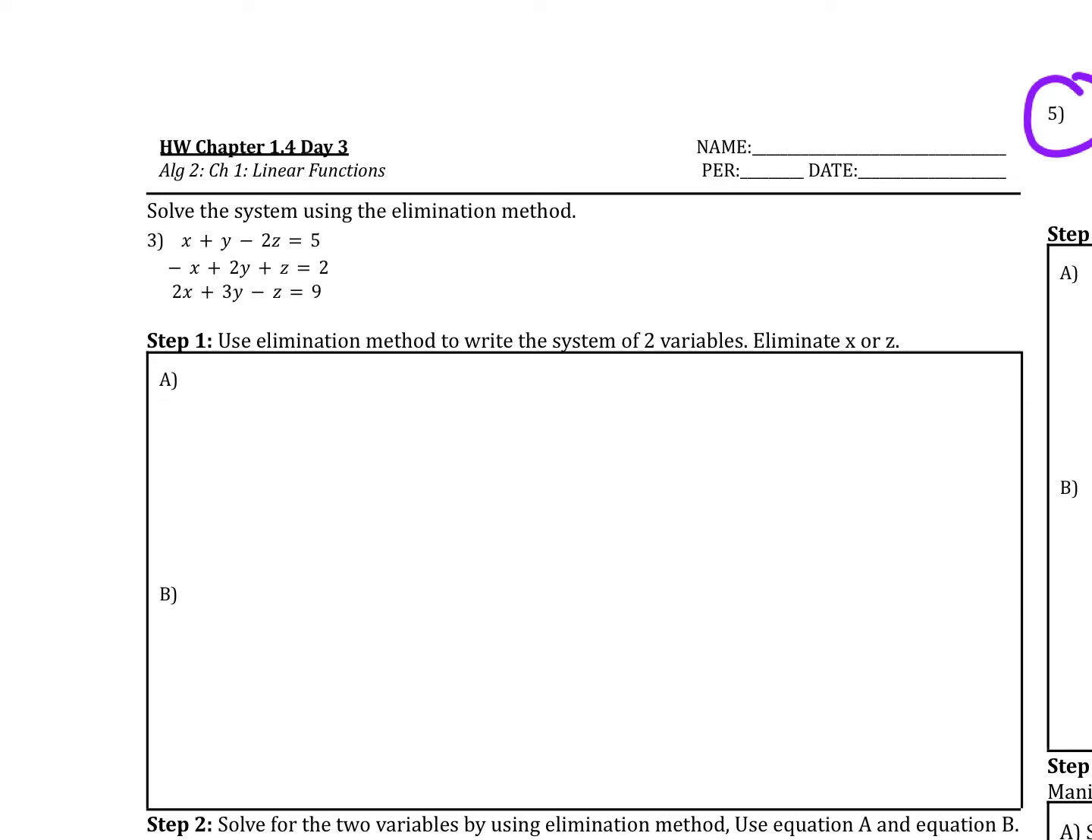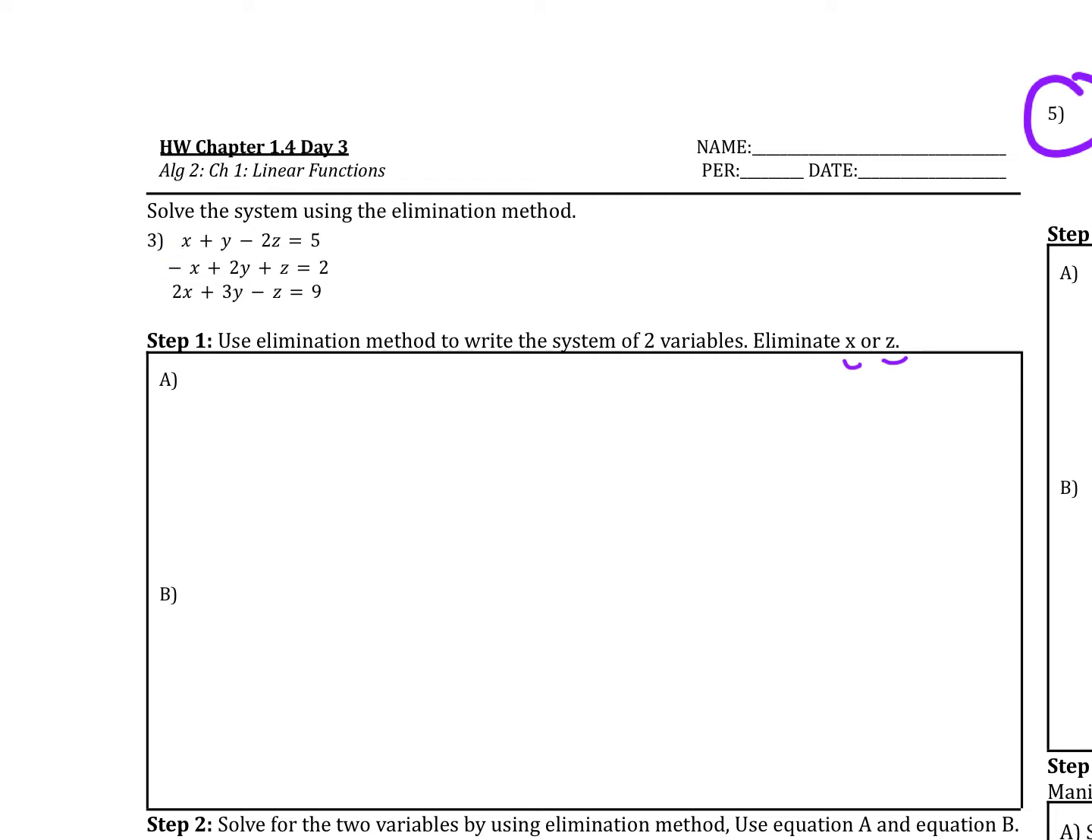Here's 1.4, day 3, question number 3. So we're going to use elimination to solve this system. And so the variable we can choose to eliminate is either x or z. That's what's suggested here. So let's go ahead and go with x.